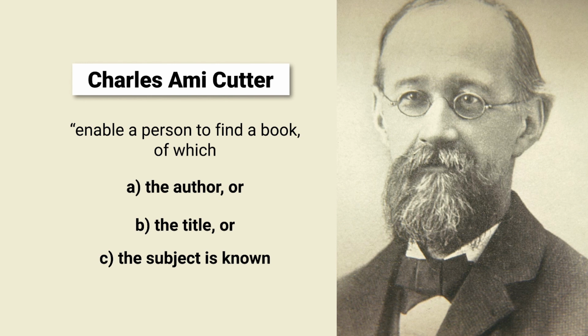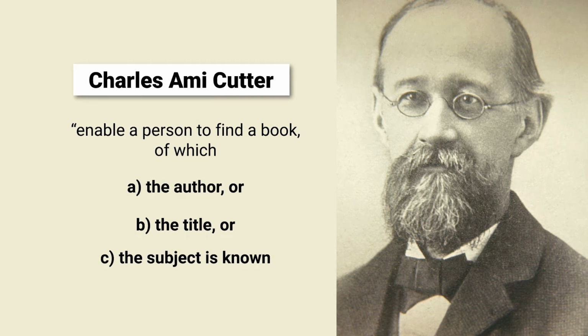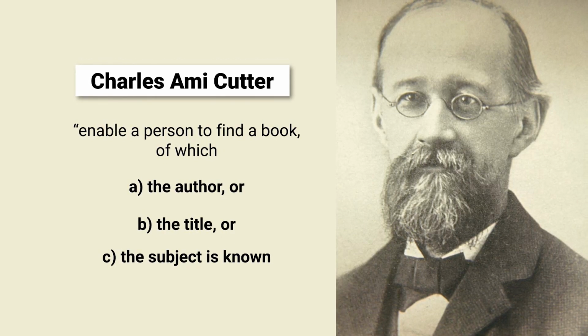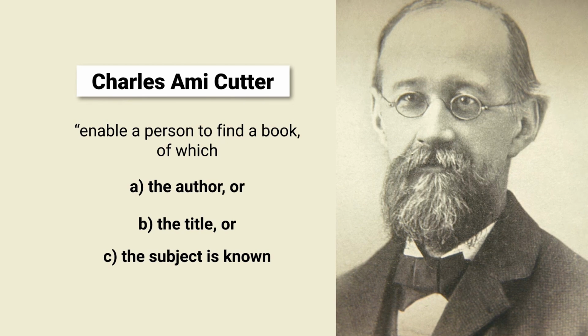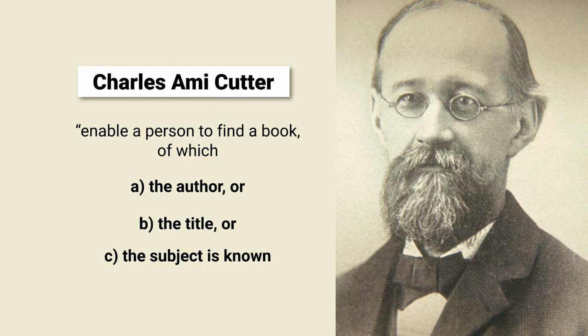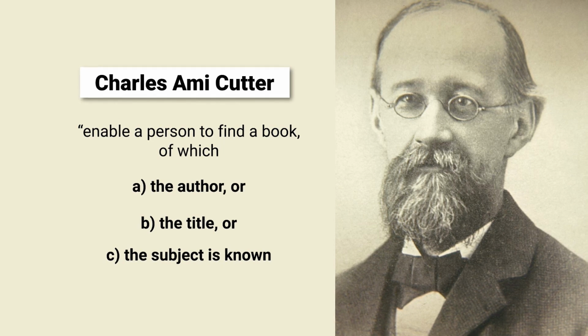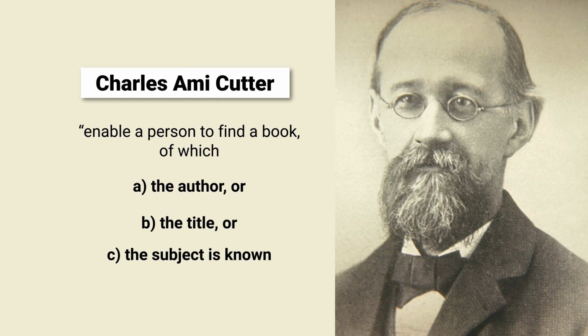I want a book which has the title Prolegomena to Library Classification. The title is known to me. The objective of the library catalog is to help me. If I know the title, it should help me to locate the book. I know the subject of the book. The subject of the book is library classification. The objective of the library catalog is to help me to reach the book.